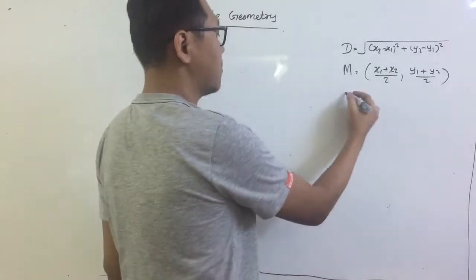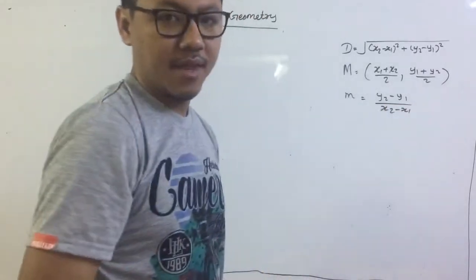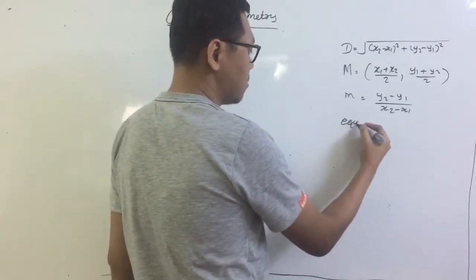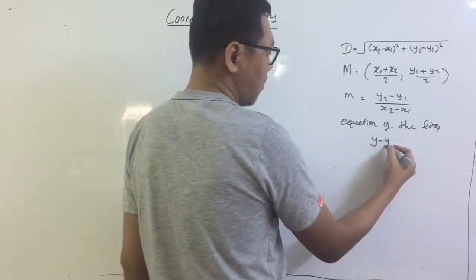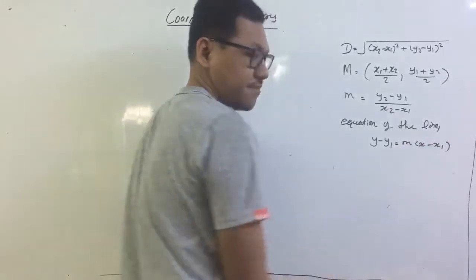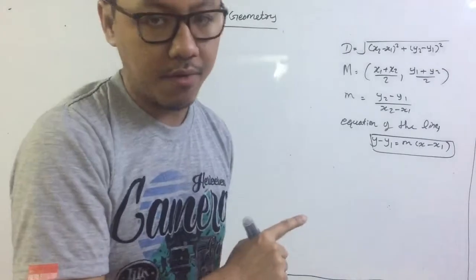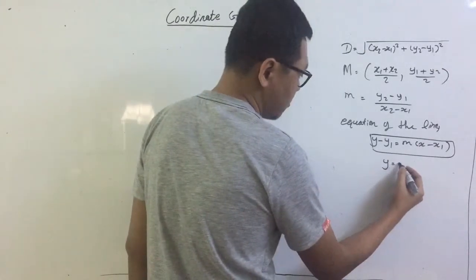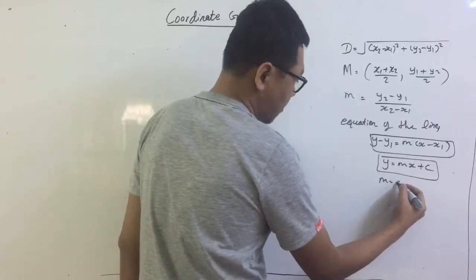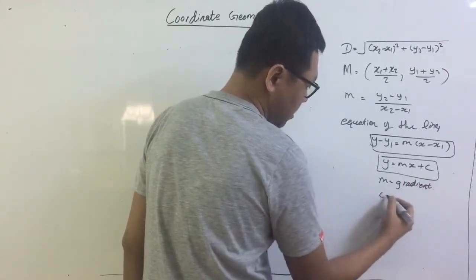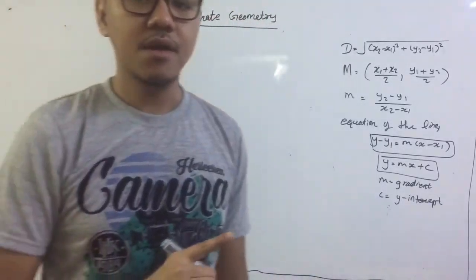And another one is the slope formula. The slope formula is (y2 minus y1) by (x2 minus x1). And then the equation of the line: y minus y1 is equal to m(x minus x1). This is how to find the equation of the line, and it is called point slope form. Another one is y equal to mx plus c, which is called slope intercept form. In this case, m is the gradient and c is the y intercept. Okay, this is how we find the equation of the line.